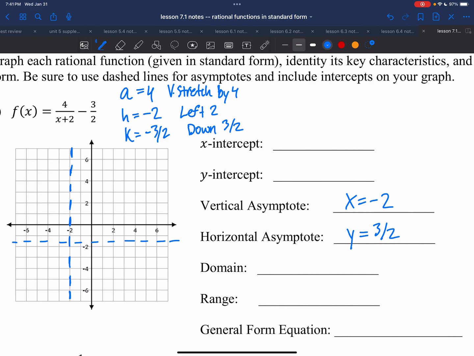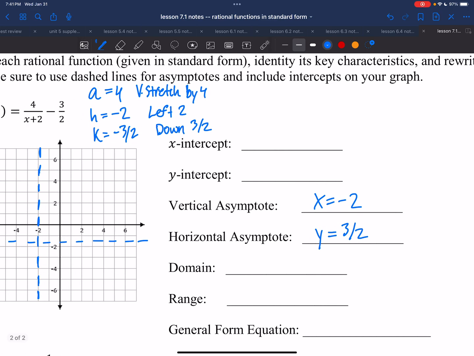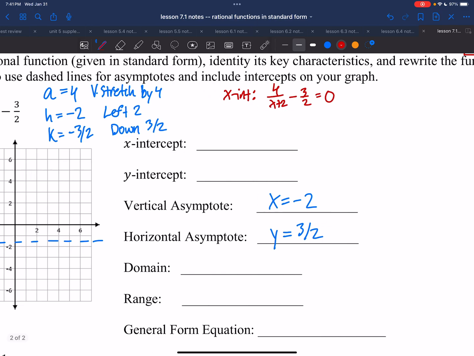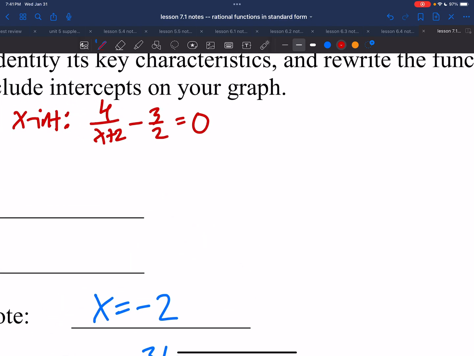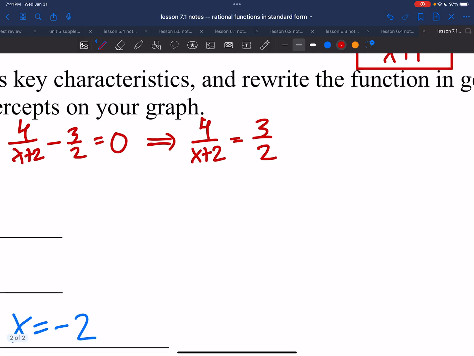Let's find our x and y intercept. To find an x-intercept, we set it equal to 0. So I say x-intercept. We're going to set 4 over x plus 2 minus 3/2 equal to 0. And we'll just solve this. So I'll add 3/2 to the other side. So I get this.